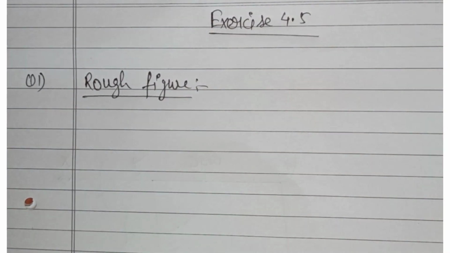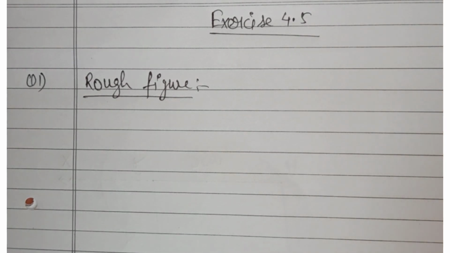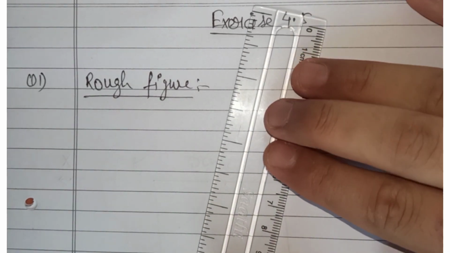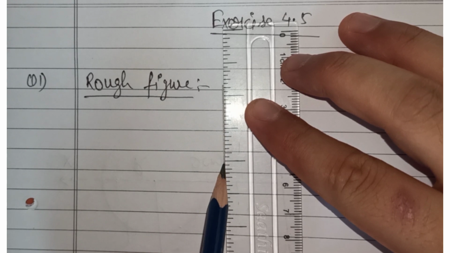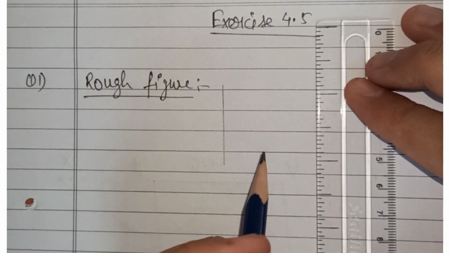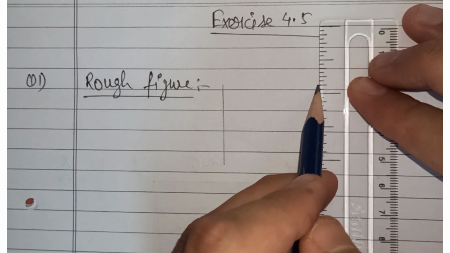So in this one we are going to solve question number 1 of exercise 4.5. The question is: construct the square READ, with RE equal to 5.1 centimeter. So first we have to draw the rough figure. As you know, a square has all sides equal and all angles 90 degrees.